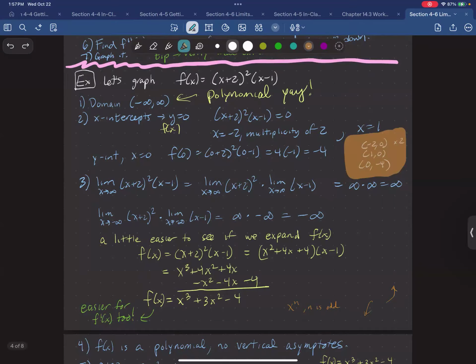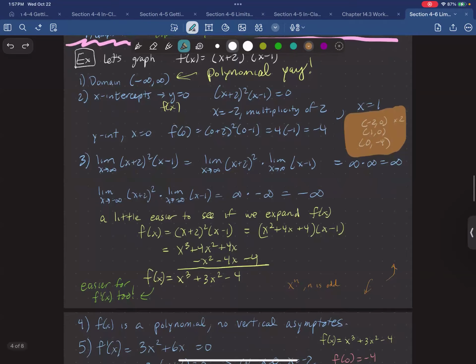So we need vertical asymptotes. Polynomials don't have vertical asymptotes. Then we want to do the derivative, and now having it in this f of x form makes it easier. We don't have to do the product rule or chain rule here. If you wanted to not expand it out like I did and do the product rule, chain rule kind of stuff to do the derivative, you're more than welcome to, but I actually think this is easier.